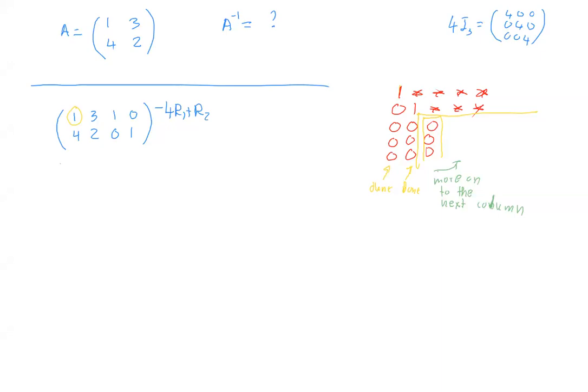So I apply this. Remember, don't put equalities. The first row remains as it is, and this becomes 0. Then negative 4 times 3 is negative 12, plus 2, that's negative 10. Then negative 4 times 1 is negative 4, plus 0, that's negative 4. And then negative 4 times 0 is 0, plus 1 is 1. I'm getting this. And I have eliminated everything below the pivotal on the first column.